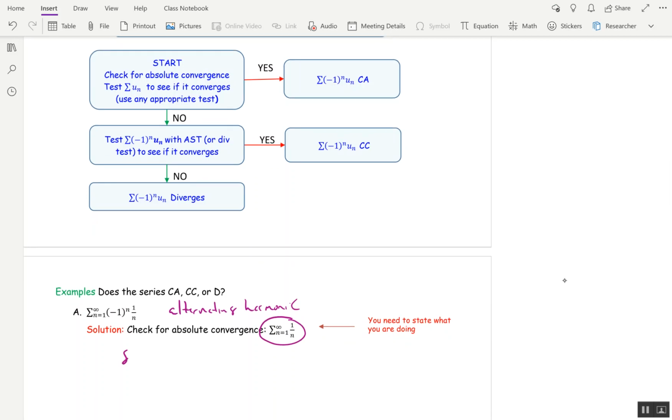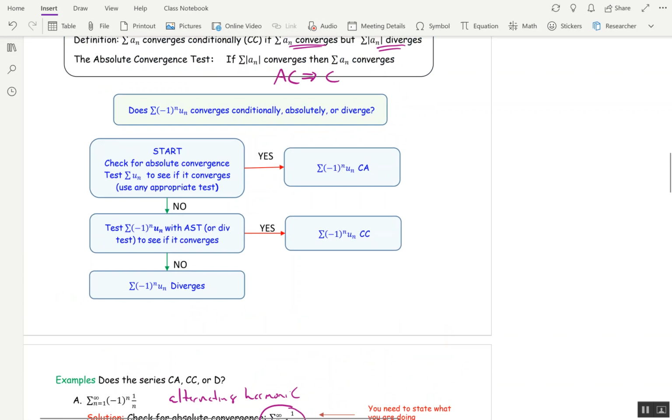All right, this series diverges by the p-test. P equals 1. So our series does not converge absolutely. Our original series, -1 to the n, 1 over n, does not converge absolutely. So we have to keep going on the flow chart.